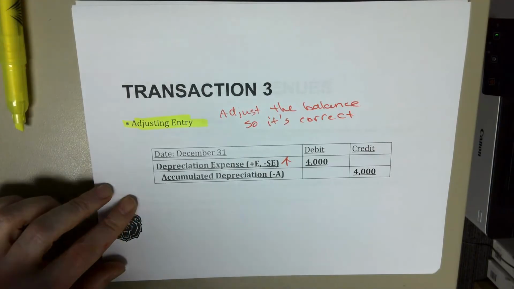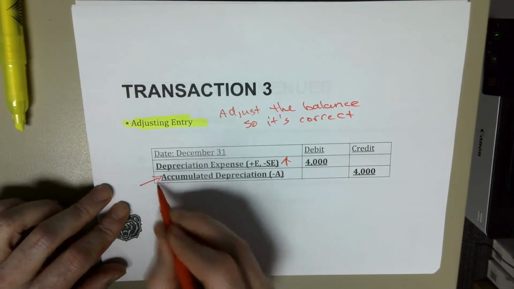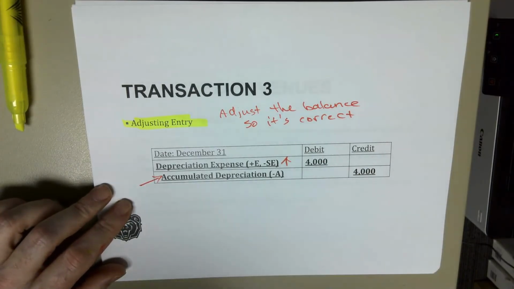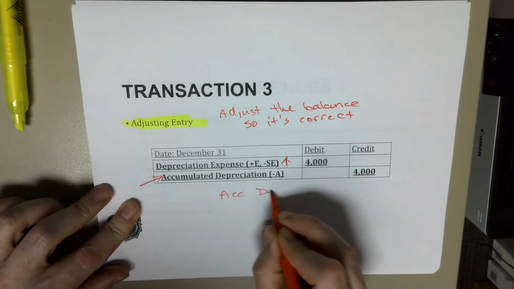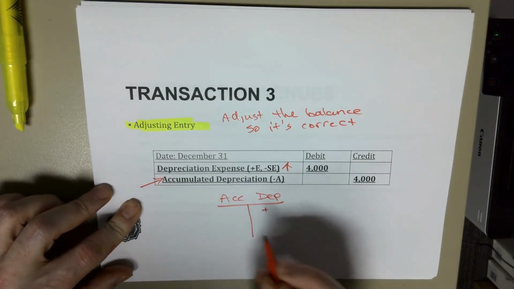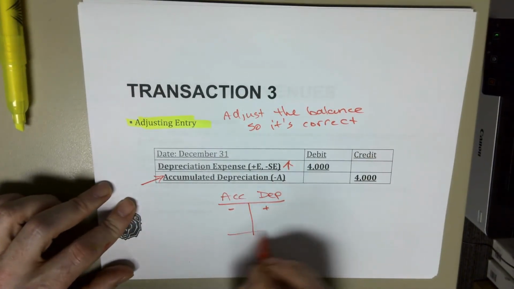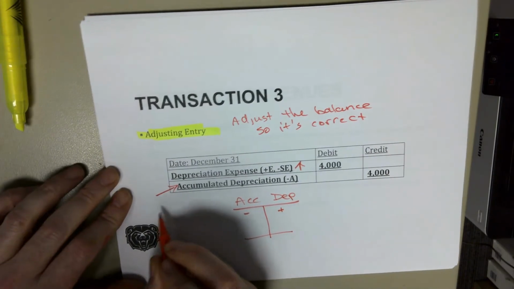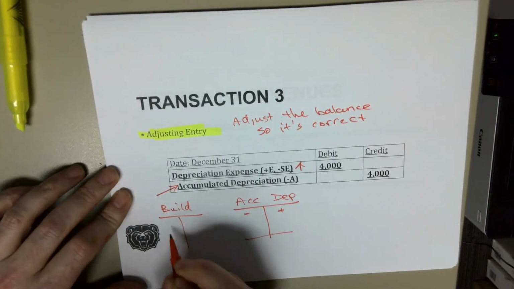Which does make sense, right? Because if you want to decrease the value of an asset, what do you do? You credit it. But here it also makes sense in another way. Let's look at it from a T account perspective. It increases on the credit side and it decreases on the debit side. So let's say we've got building right here. What does its T account look like?